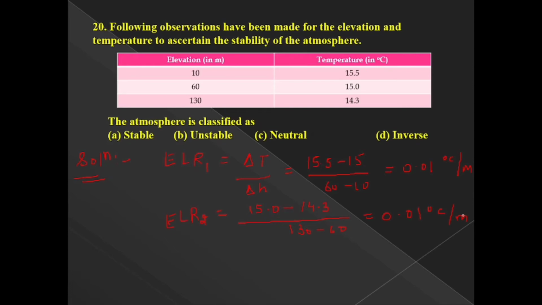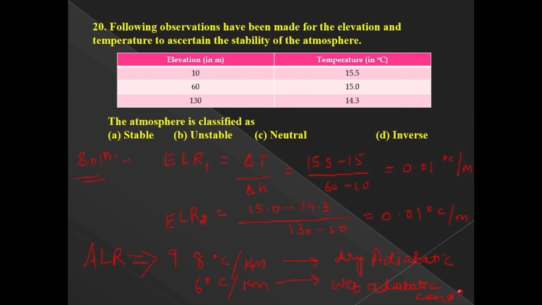As we know, the standard adiabatic lapse rate is 9.8 degree centigrade per kilometer for dry adiabatic, and please note it down, 6 degree centigrade per kilometer for wet adiabatic condition.